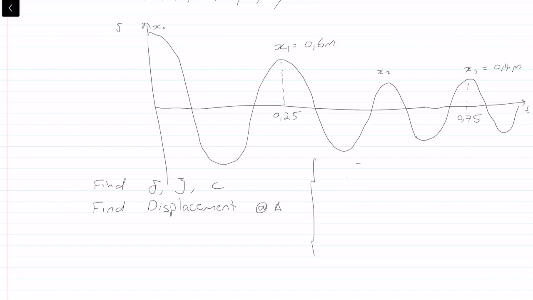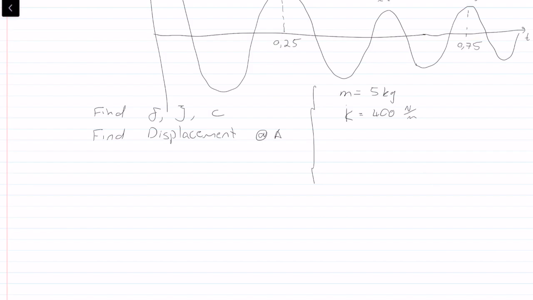That's not right. We could say mass equals 5 kilograms, K is equal to 400 newtons per meter. Cool stuff. Okay, so let's start out by finding our logarithmic decrement.